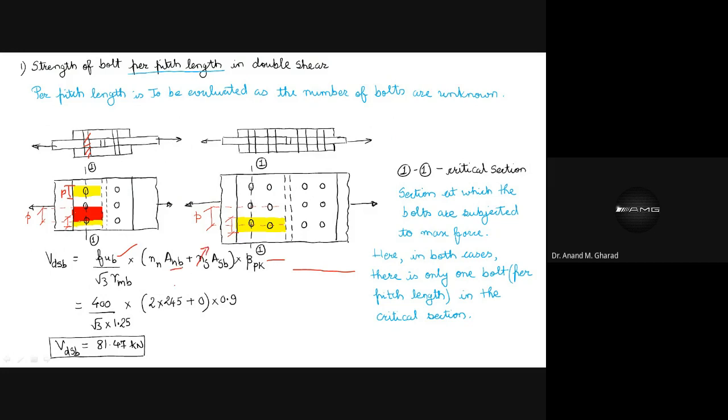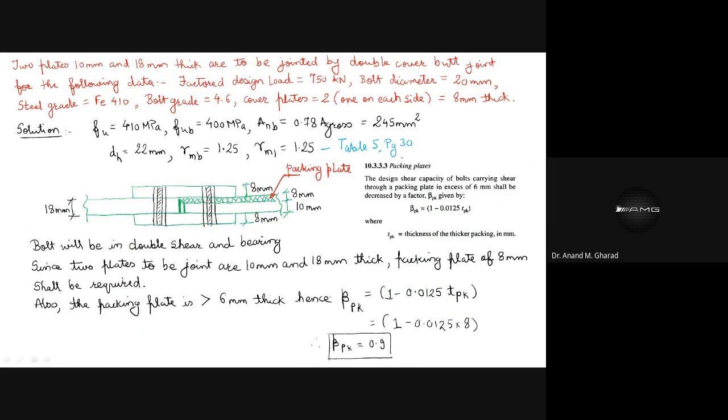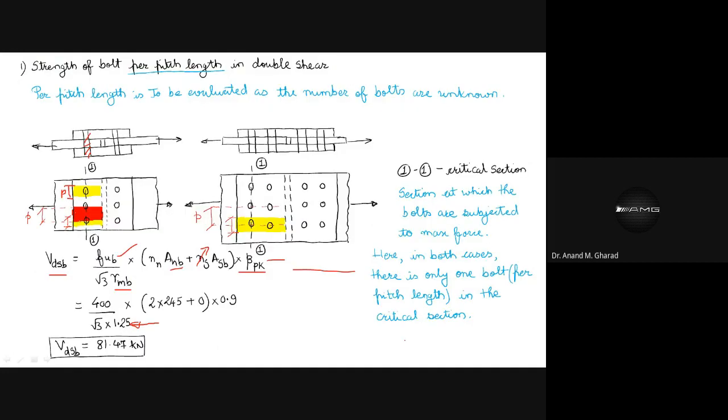A_nb, you know how to calculate, 0.78 times the area of the bolt. Gamma_mb value, you can get it from Table number 5, I suppose. What is the table number? Is it 5? Based on that, you calculate the V_dsb. And while calculating V_dsb for this case, you need to take into account the beta_pk value, which we have calculated earlier. That is this.